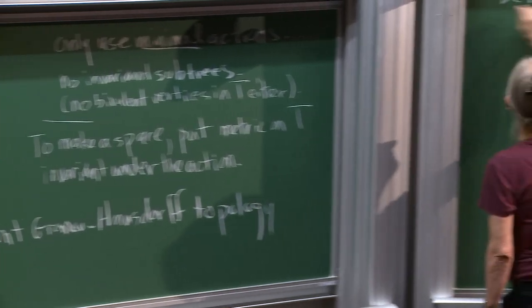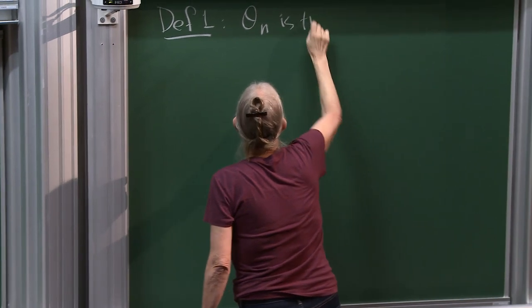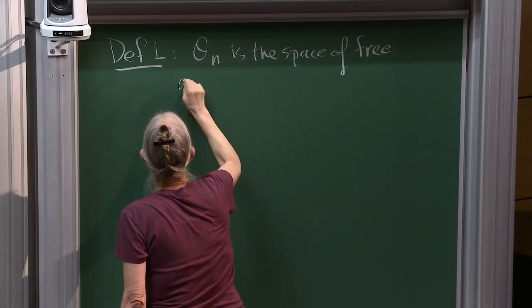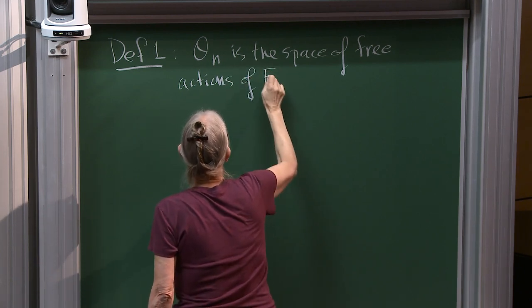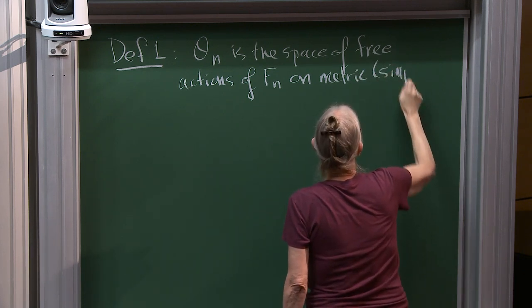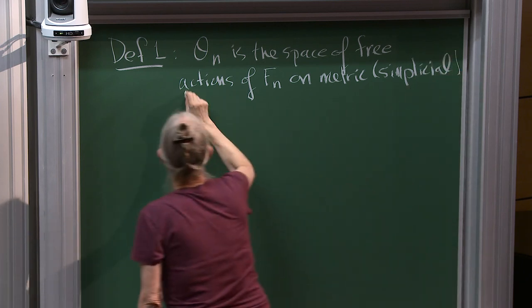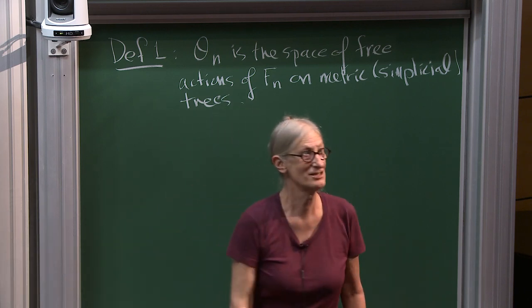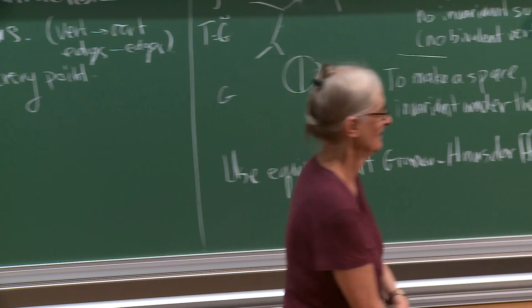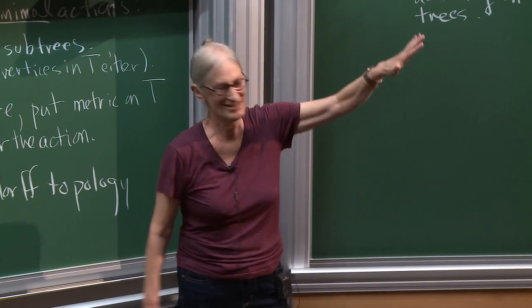Definition one. Outer space O_n is the space of free actions of F_n on metric simplicial trees. Okay, so that's a nice definition. It has the advantage of being succinct. It doesn't really tell you a lot about what the space looks like. Well, I say it has two advantages. First of all, it's very short, just succinct. Someone asks you what outer space is, and you don't really want to talk to them. You say that's the action of free F_n on metric trees. On the other hand, I'm sorry.